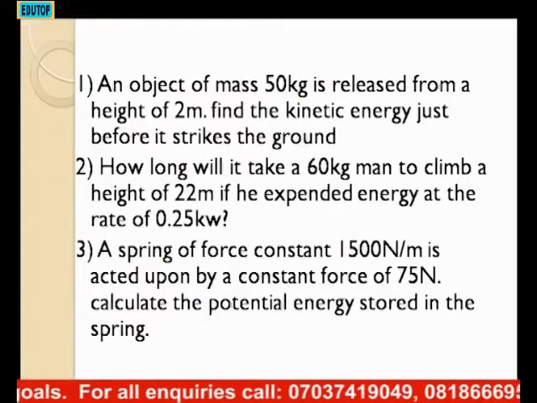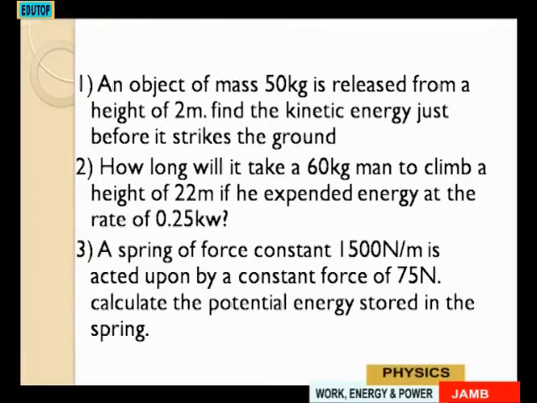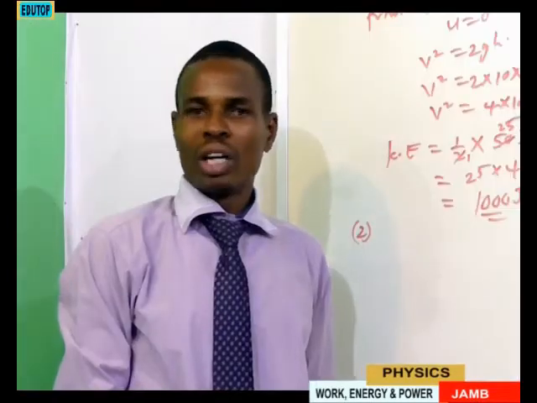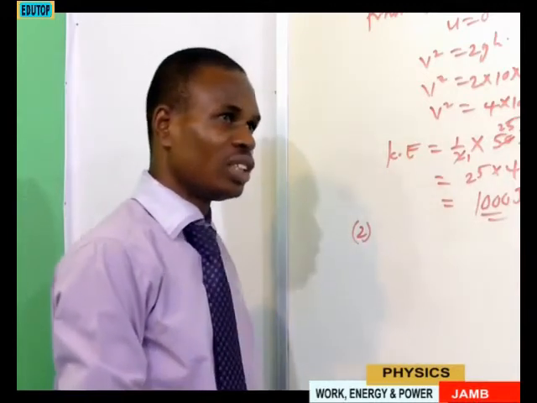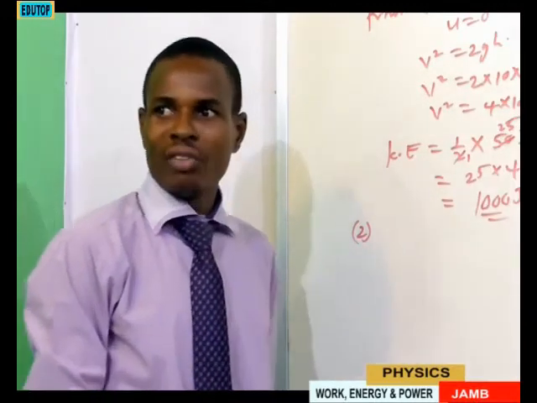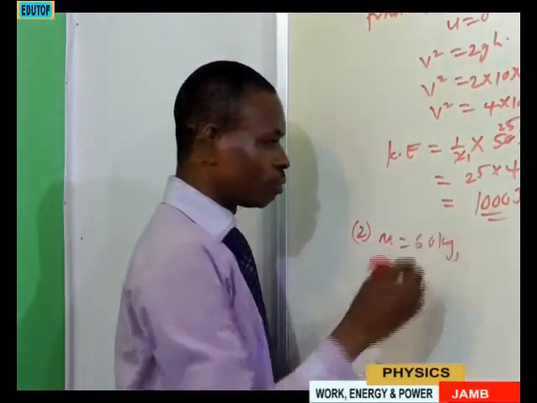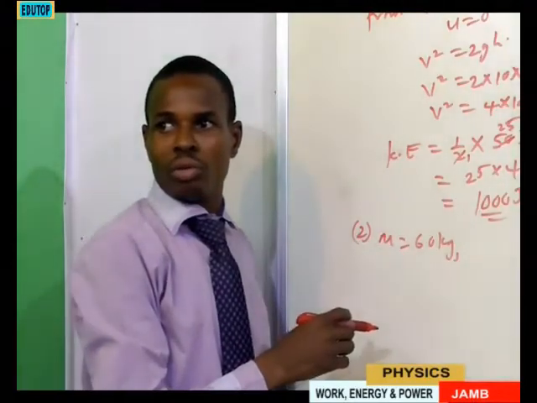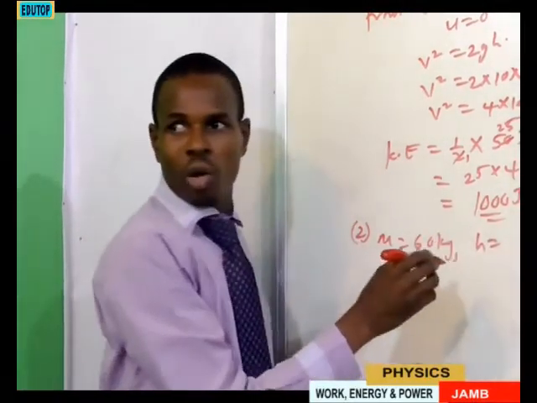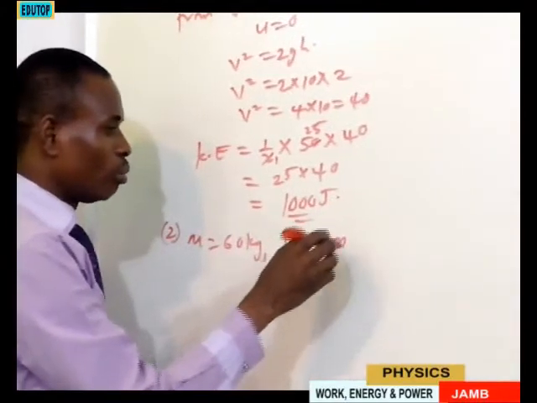Question number 2 says, how long will it take a 60 kilogram man to climb a height of 22 meters if he expended energy at the rate of 0.25 kilowatts? How long? I've told you that how long in physics means time. So we are given the mass to be equal to 60 kilograms. We are also given the height to be equal to 22 meters.